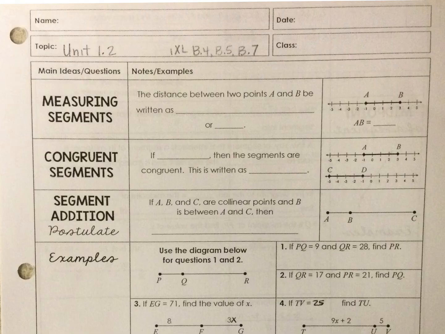Okay, here are your 1-2 notes. So we're going to talk about segments. The distance between 2 points, A and B, will be written as the length of AB, or we can just write AB. So when I look at this, I want to know how much AB is right here. 1, 2, 3, 4. AB is 4.